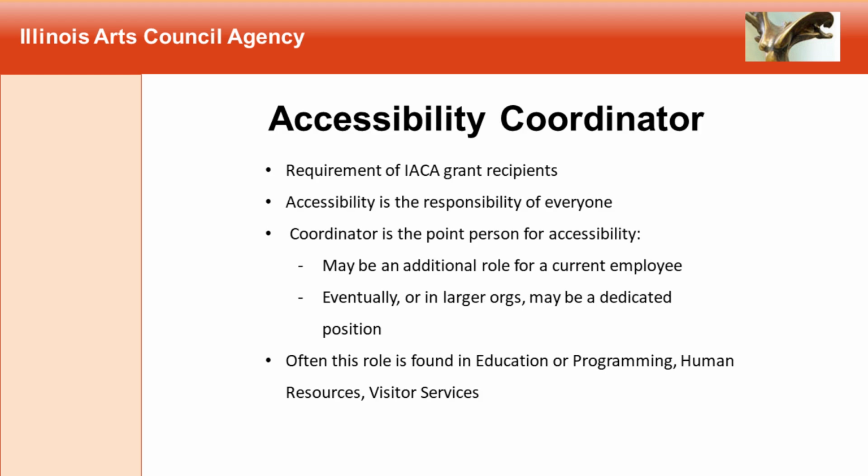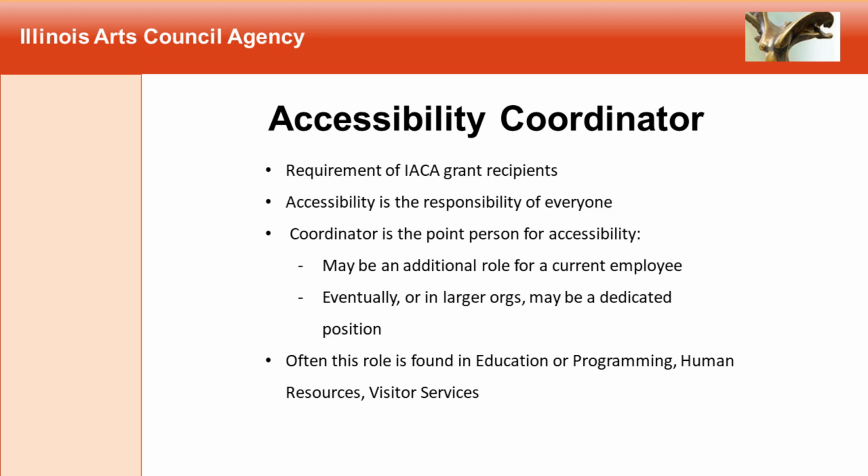Let's talk now about appointing an accessibility coordinator, which is a requirement of IACA grant recipients effective 2019. The first thing for us to remember is that even though we're appointing a point person for accessibility at our organization, accessibility is and needs to be the responsibility of every department and the leadership of our organizations. The accessibility coordinator is the point person for access, and may be an additional role for a current employee, or eventually we plan for it to become a separate role, or if we have a larger organization, it might need to be a dedicated position. Usually this role is found in the education or programming departments.